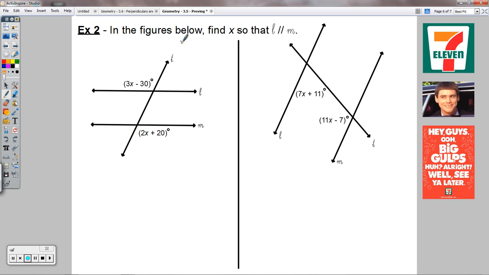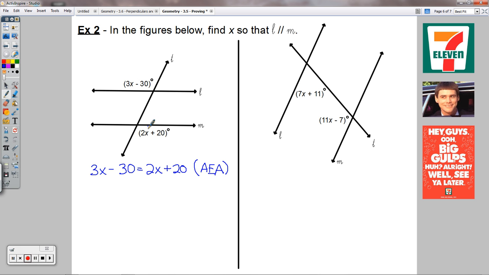But example 2, in the figures below, find x so that L is parallel to M. So now we're saying, okay, to make these parallel, this one and this one would have to be, well, what kind of angles are they? Alternate exterior angles is what we have here. And alternate exterior angles would have to be congruent if these lines are actually going to be parallel. So therefore, we could set up this equation. We could say that 3x minus 30 would have to equal 2x plus 20. And that's based on alternate exterior angles. So they would have to be congruent for the lines to be parallel.